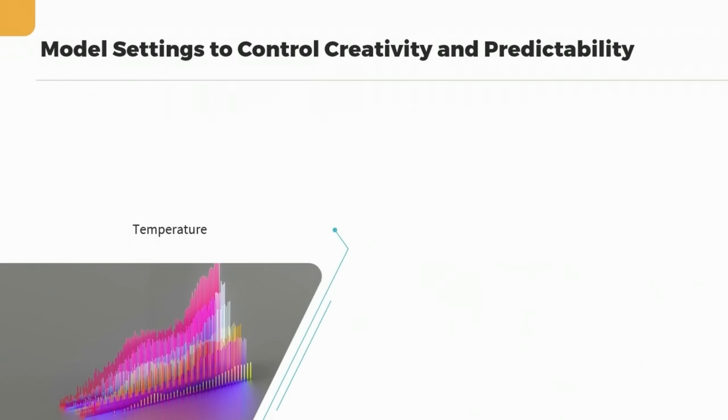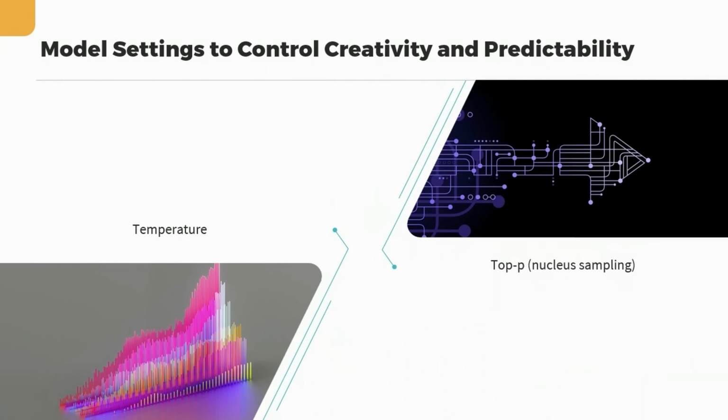Different models offer different settings to control creativity and predictability of the models. Here I'm going to discuss two important settings related to Gemini models. The first is temperature, and the second is top P sampling or nucleus sampling. Let's first understand how the temperature parameter works.